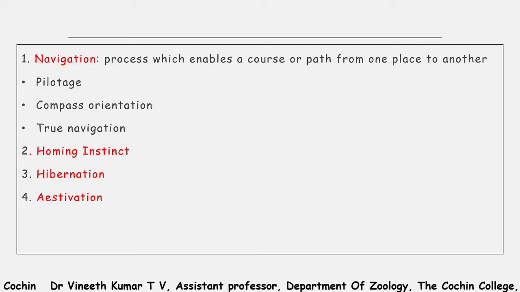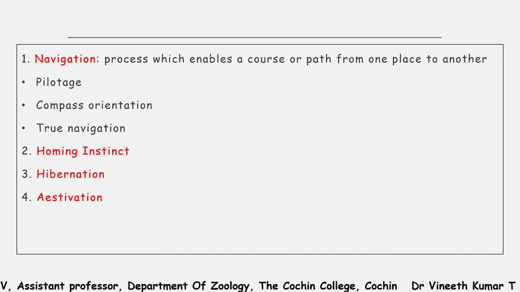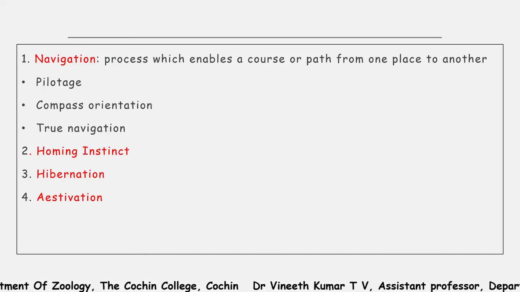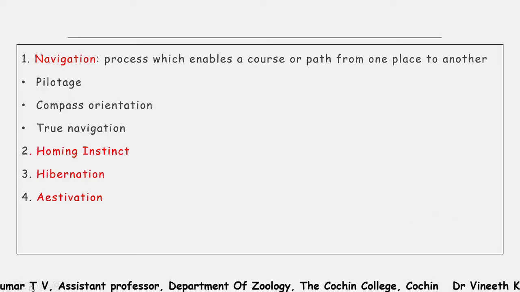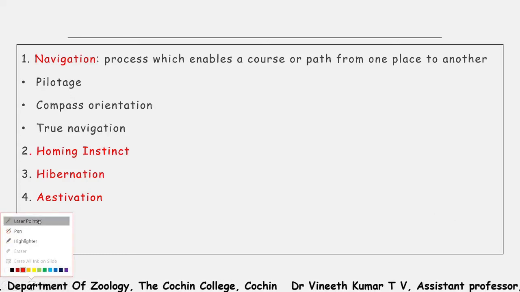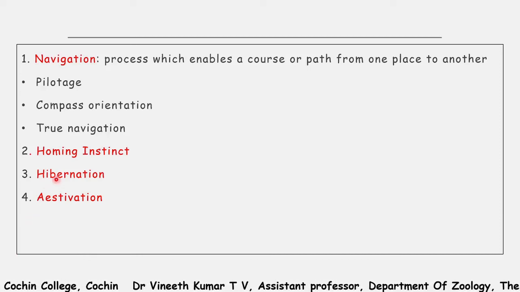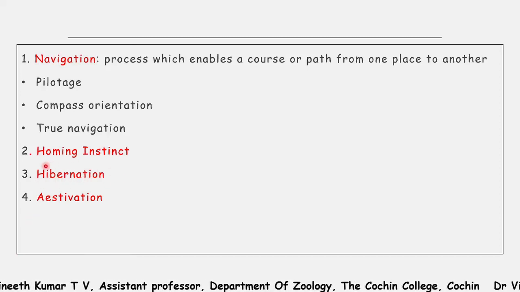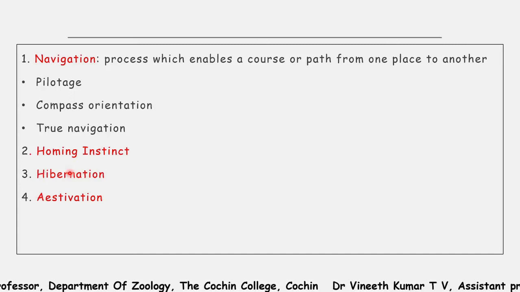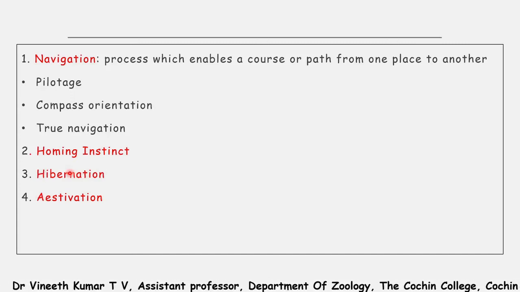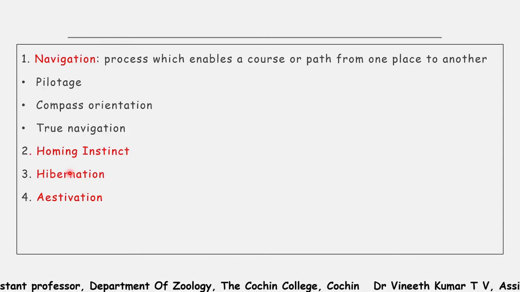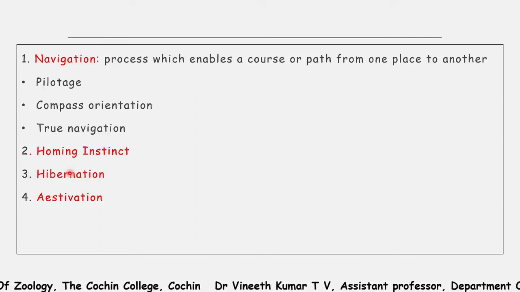And the last of this type is aestivation. Hibernation is something which is called winter sleep, and aestivation is summer sleep. Hibernation is during winter and aestivation is during summer. So it is also known as summer dormancy or summer sleep. This is a dormant period to escape from heat and drought.